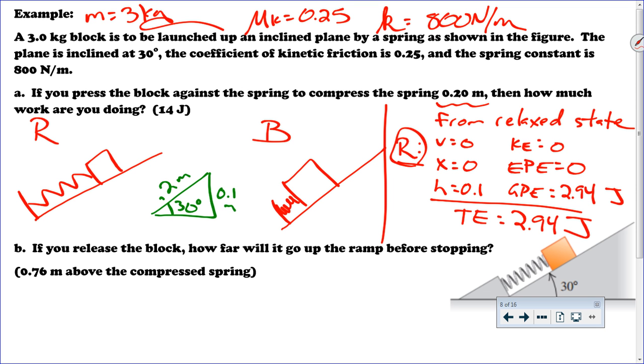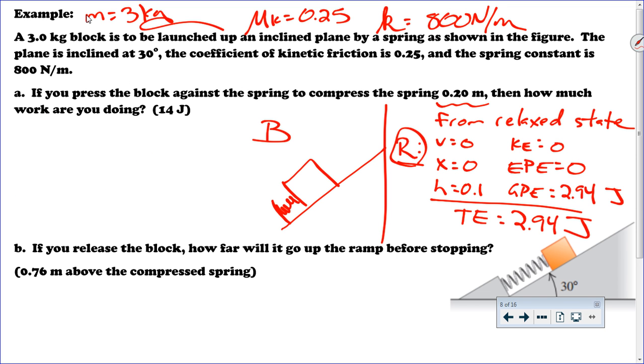All right. I got to erase. All right, now, when you get to this bottom point, velocity is 0, so my kinetic energy is going to be 0. My x is now, what? 0.2 meters. So I can find my EPE, right? By just doing 1/2 kx squared.